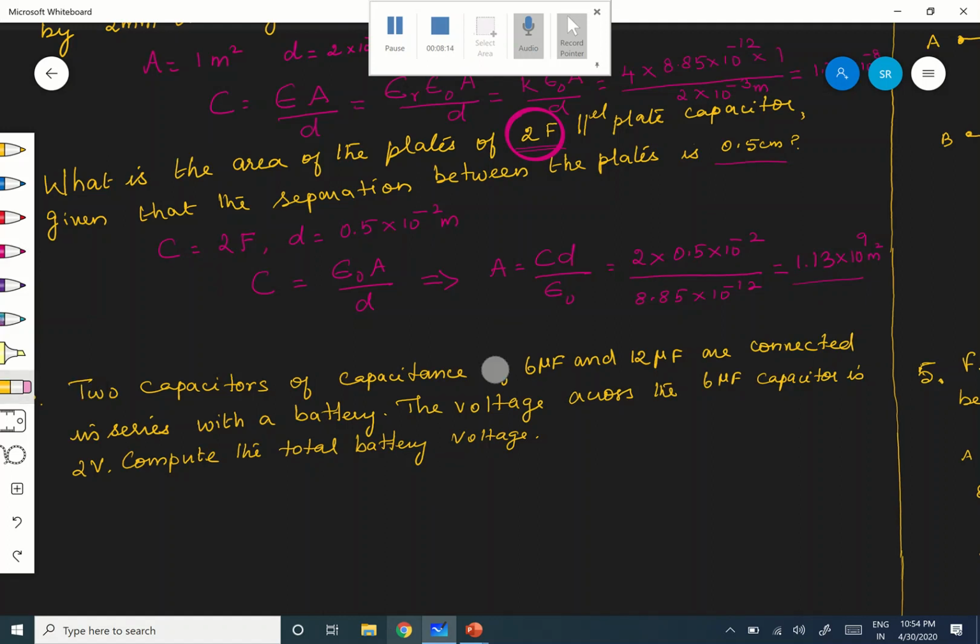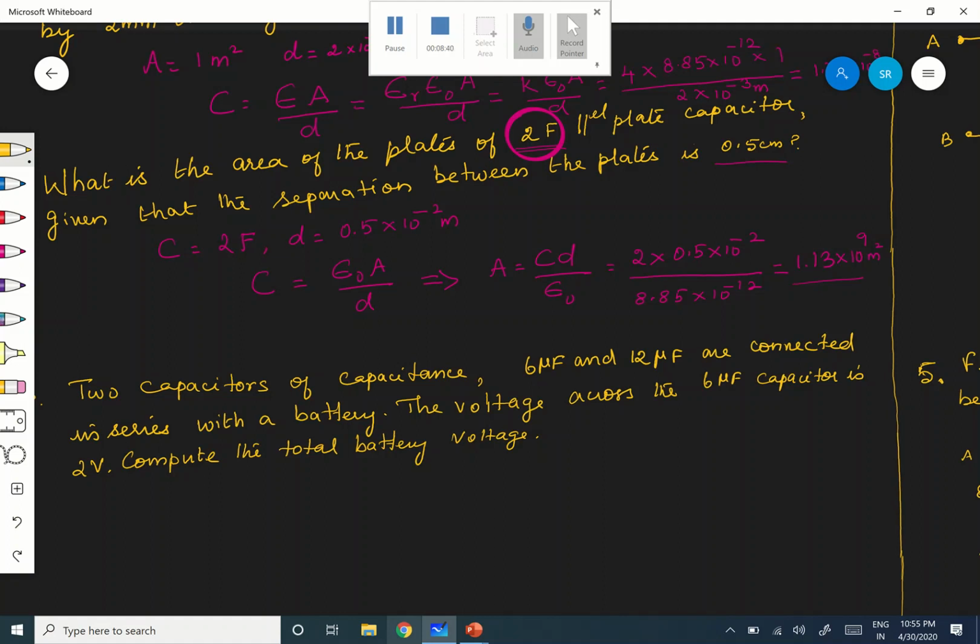Two capacitors of capacitance 6 microfarad and 12 microfarad are connected in series with a battery. The voltage across the 6 microfarad capacitor is 2 volt. Compute the total battery voltage.